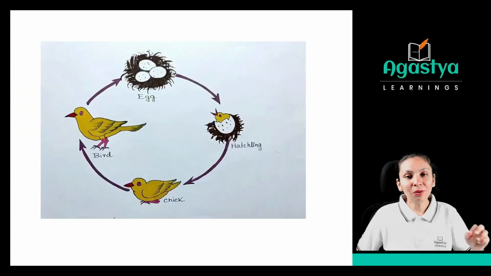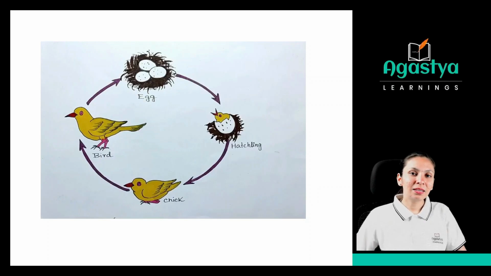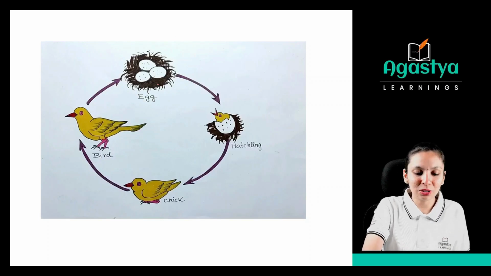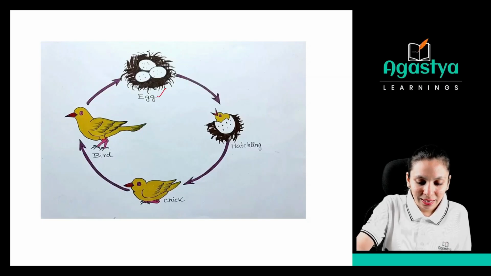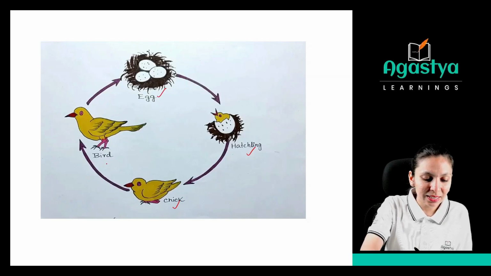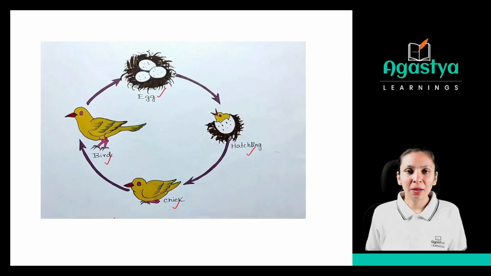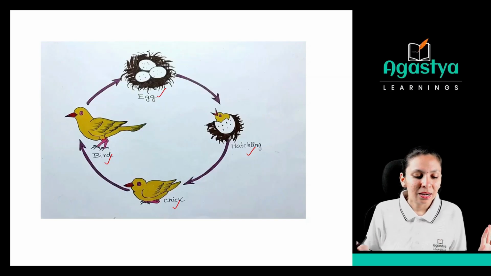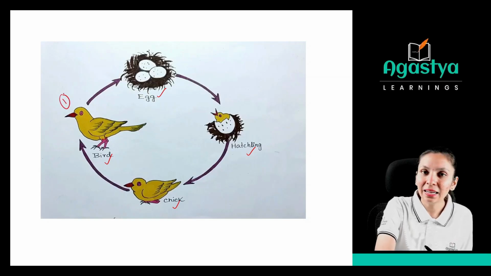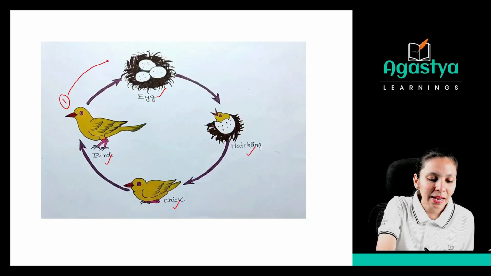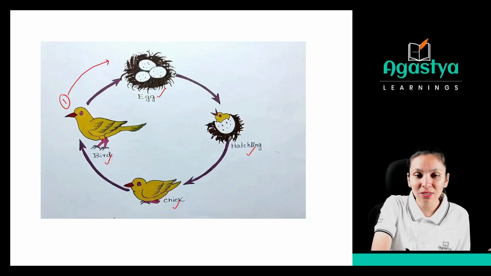So now, what do you see in this image? Yes, the labeling is done, so you know it. Egg is there, hatching is there, chick is there, bird is there. So there are four stages. But from where do we have to start? Now you know one bird is there, right? After this bird gets mature, it will lay eggs, right? They will lay eggs in the nest.